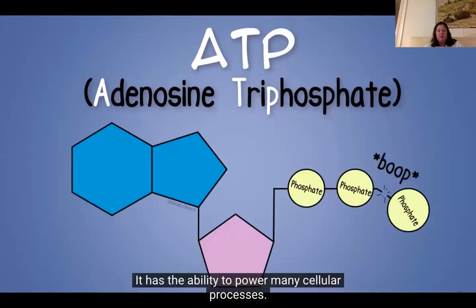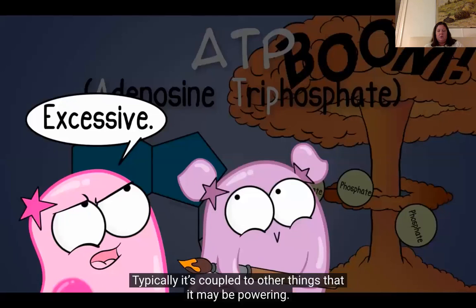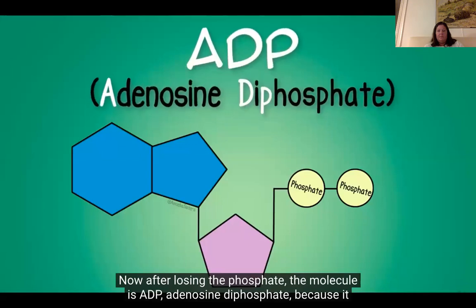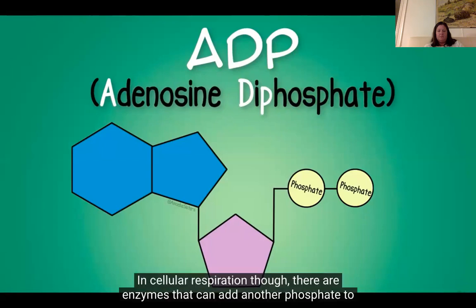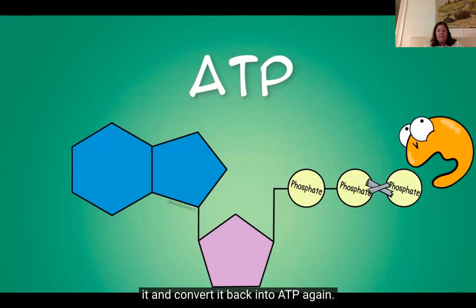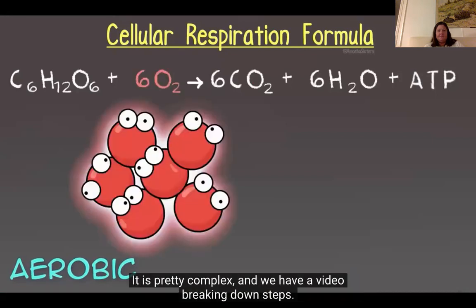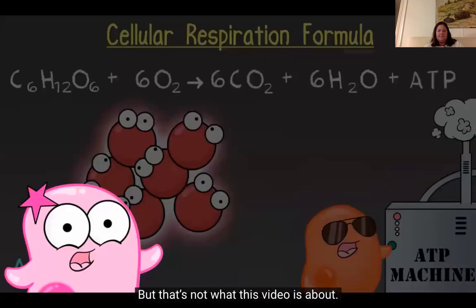It has the ability to power many cellular processes. Typically, it's coupled to other things that it may be powering. Now, after losing the phosphate, the molecule is ADP, adenosine diphosphate, because it has 2 phosphates. In cellular respiration, though, there are enzymes that can add another phosphate to it and convert it back into ATP again. This particular formula of cellular respiration is aerobic, meaning overall it requires oxygen. It's pretty complex, and we have a video breaking down the steps. But that's not what this video is about.